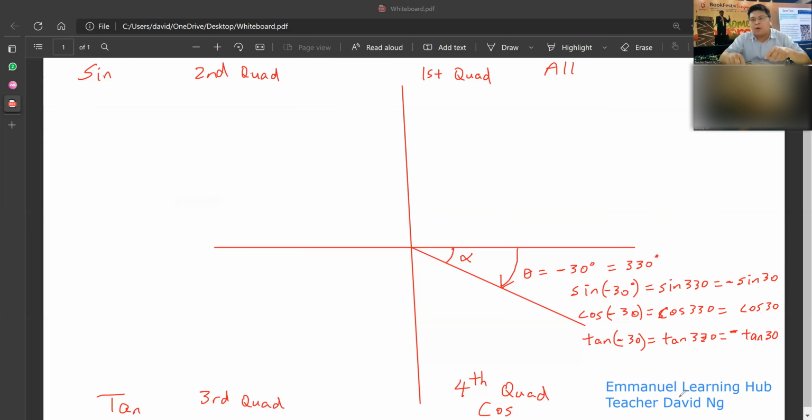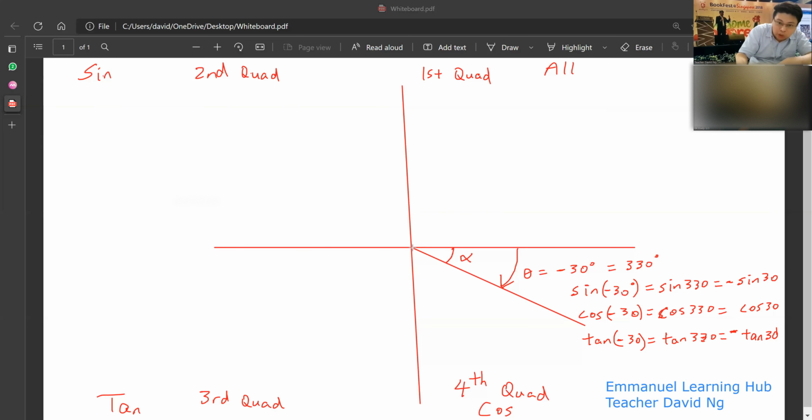So you need to understand which quadrant the angle that you subject to the trigonometric function lies in when you are solving a trigonometric equation. Once you know which quadrant it lies in, you change all this to a positive angle by adding 360 degrees. Then you change it to sine, cosine, tangent and the basic angle, and you input the negative sign according to the quadrant. Understand this concept? Very important concept. Cannot forget.